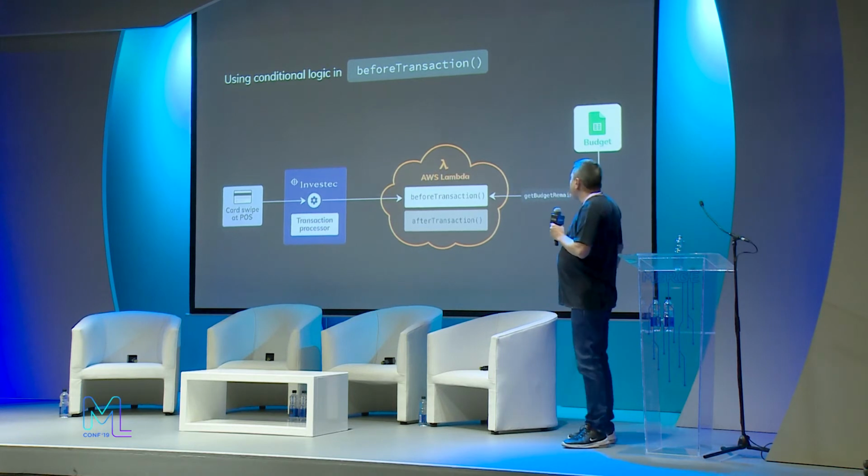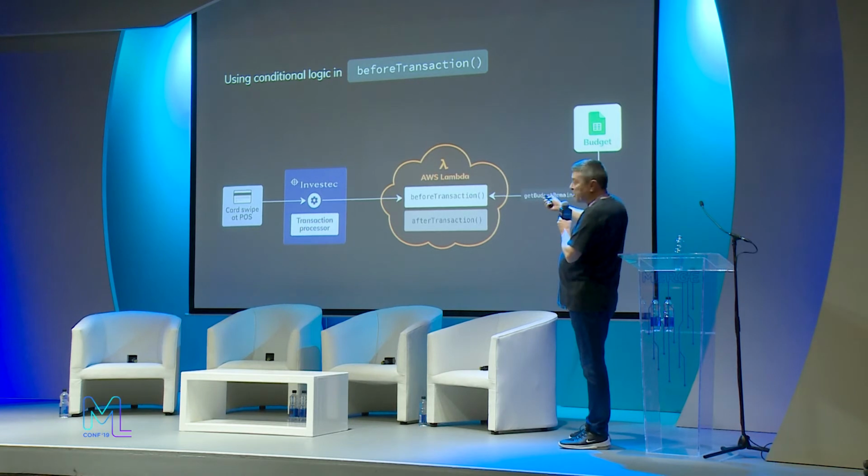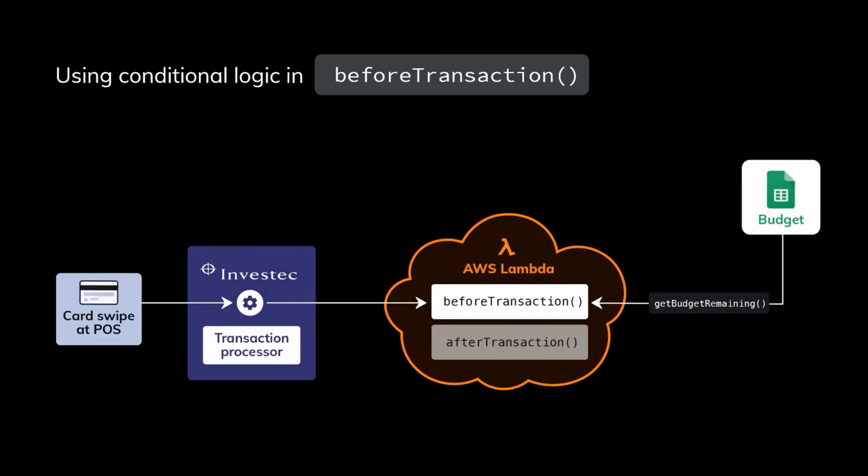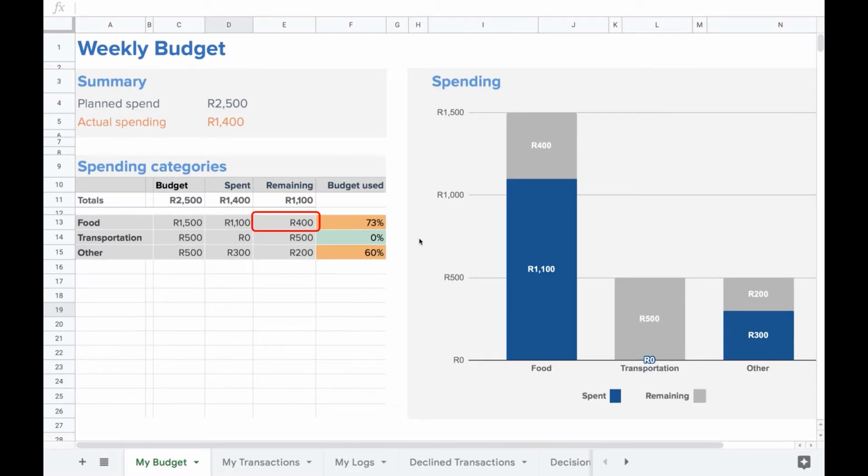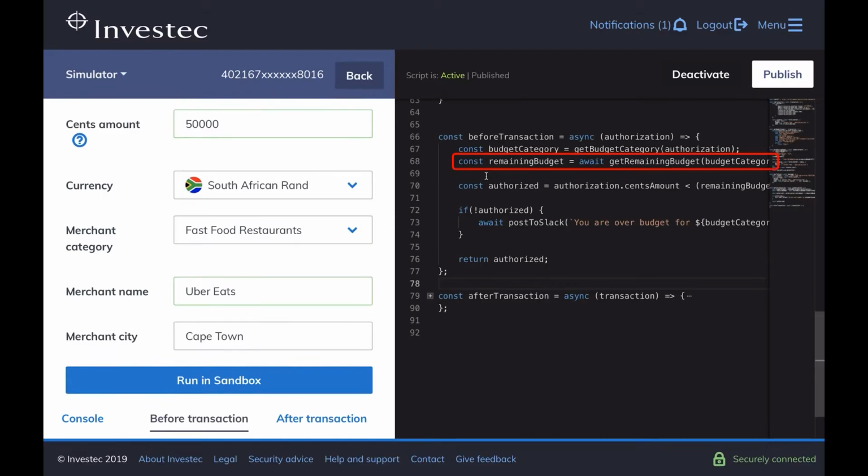Okay. So just to continue with this, we're going to read that budget into that before transaction. And then if we don't have enough, if the card swipe coming in is bigger than the budget we have available, we're going to decline it. So now I can actually start controlling it. Okay, so you see there on the left-hand side, I've got 400 Rand available. And over here, we hit that simulator again.